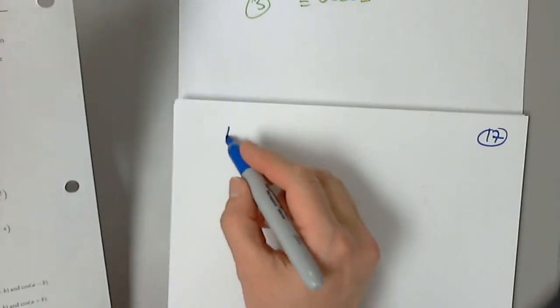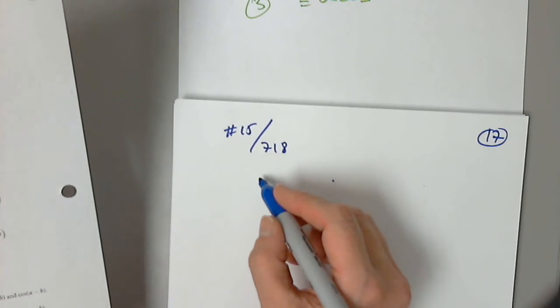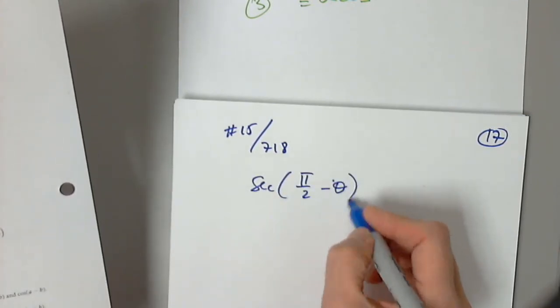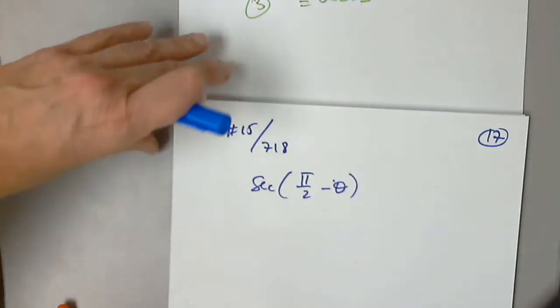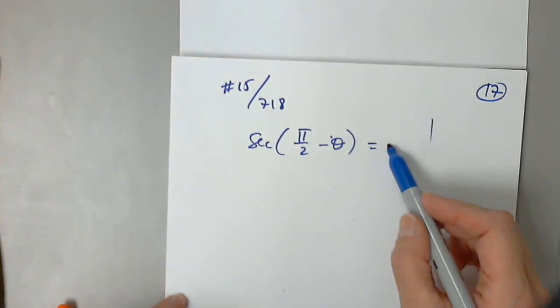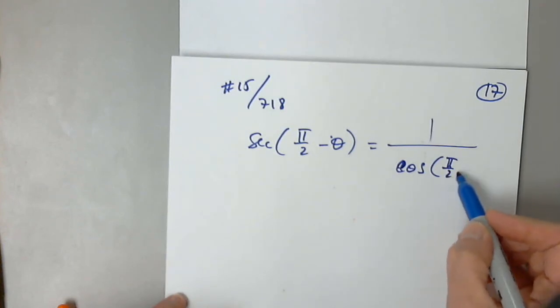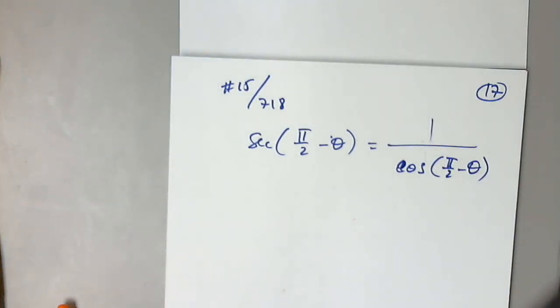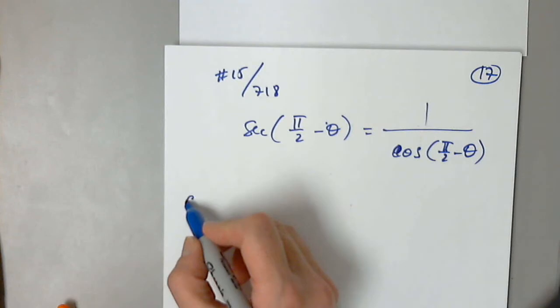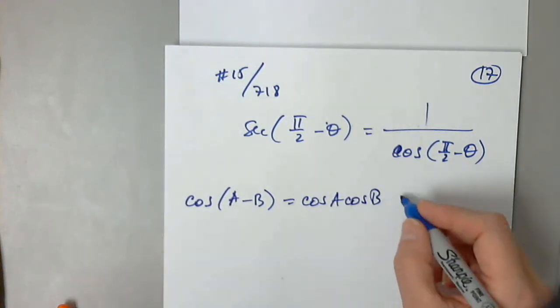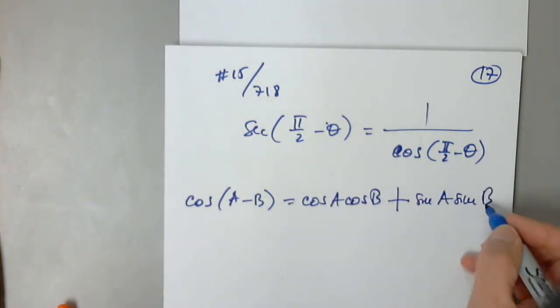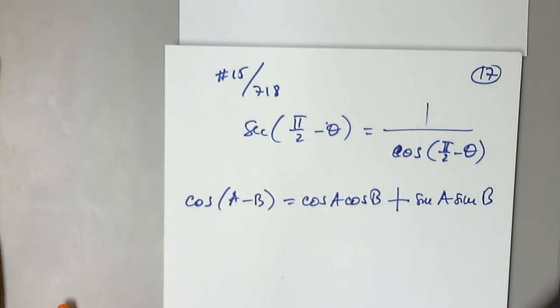So we picked 15 on page 718, in which we have secant of pi over 2 minus theta. It says simplify the given expressions. Okay, I don't care about secant, but I do care about cosine. So this is 1 over cosine of pi over 2 minus theta, because secant is 1/cosine. And I know the formula for cosine of a difference. Cosine of a minus b equals cosine a, cosine b, but plus sine a, sine b. This is the formula for cosine of a difference of angles.